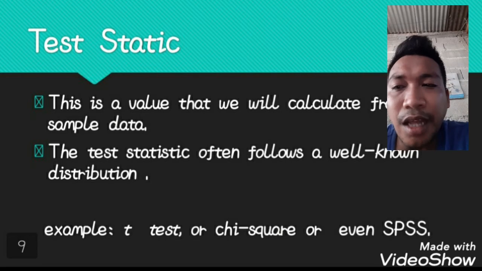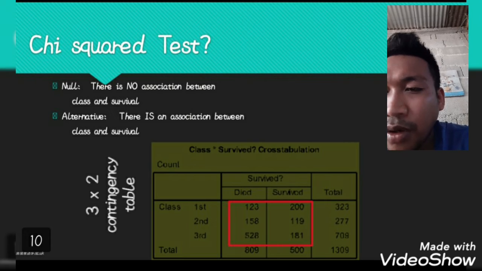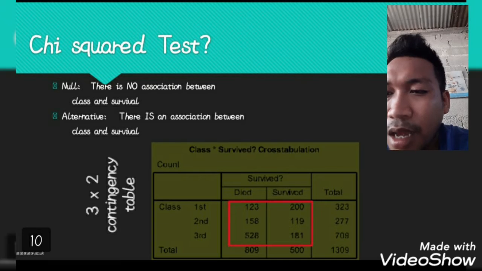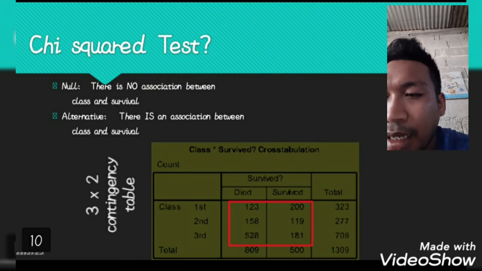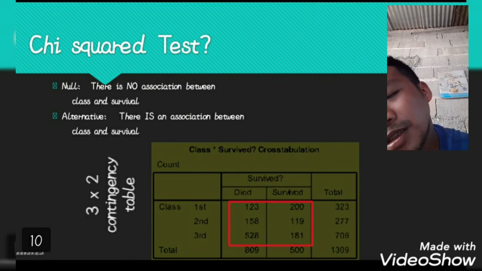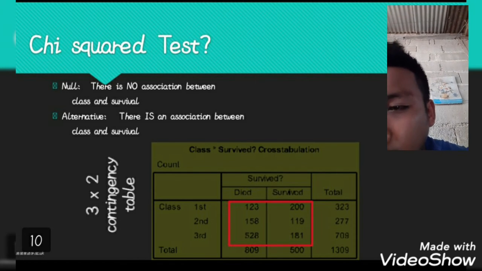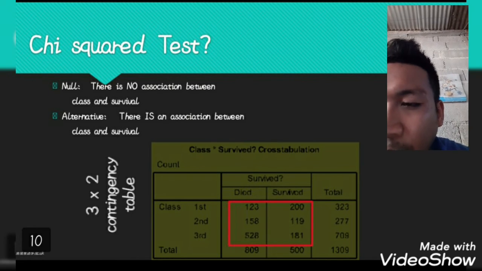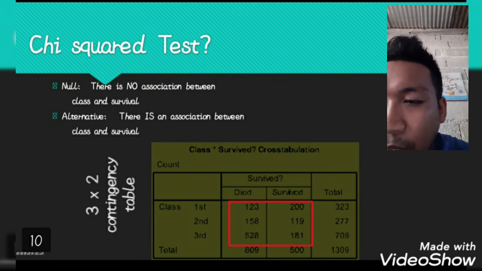The next topic is the chi-squared test. Null: there is no association between class and survival. Alternative: there is an association between class and survival. A 3 times 2 contingency table. Class by survive cross-tabulation count. This is the first example.